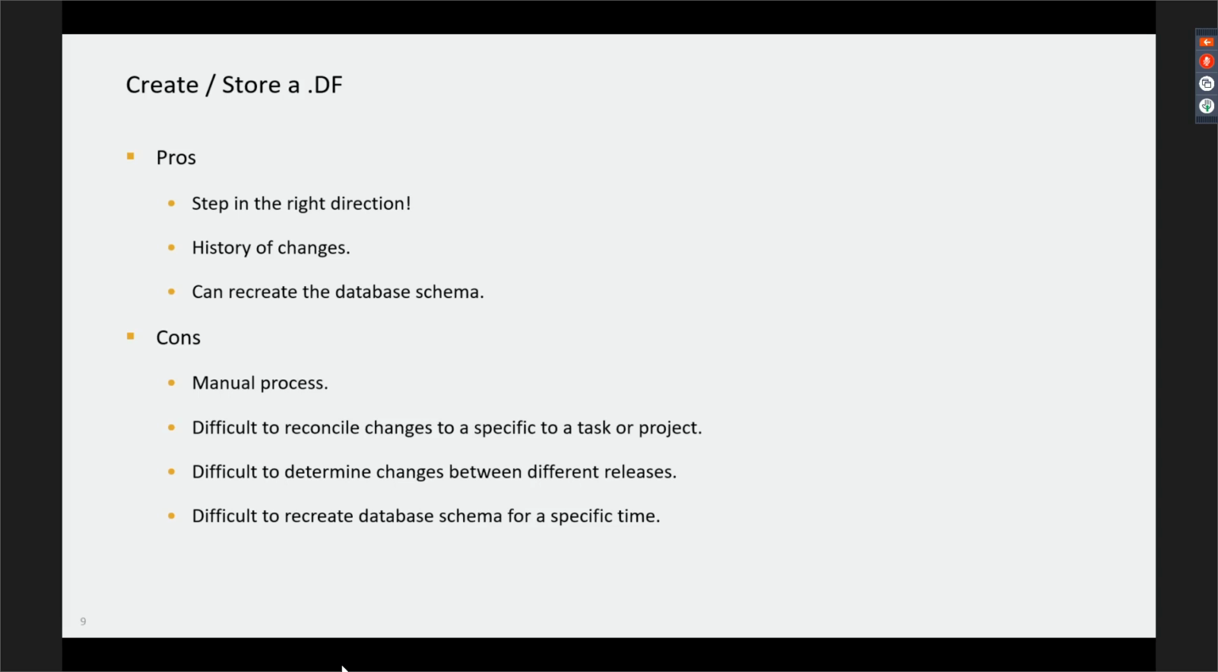And depending on how you check in these incremental DFs, it could be difficult to recreate a database for a specific point in time. If you have a dozen releases of your applications and for some reason you have to go back and recreate the schema for one from 6 years ago, can you do that?